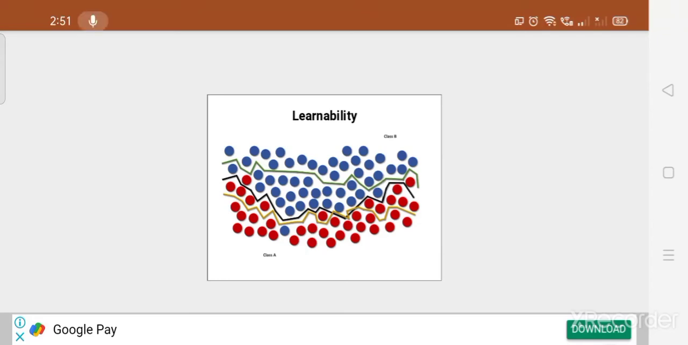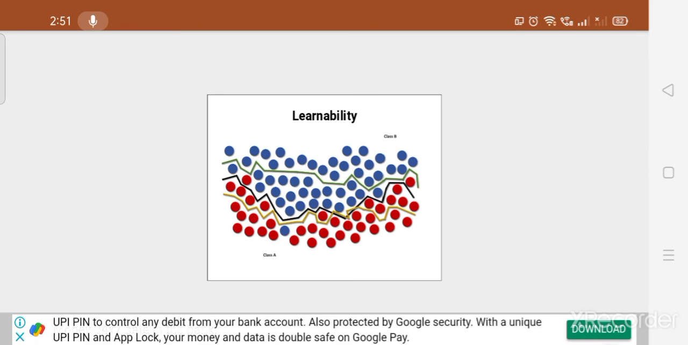In today's lecture, we will see the learnability concept. Now, what is learnability? Here we have to see how the data is classified accurately. In this figure you can see two different classes are shown.